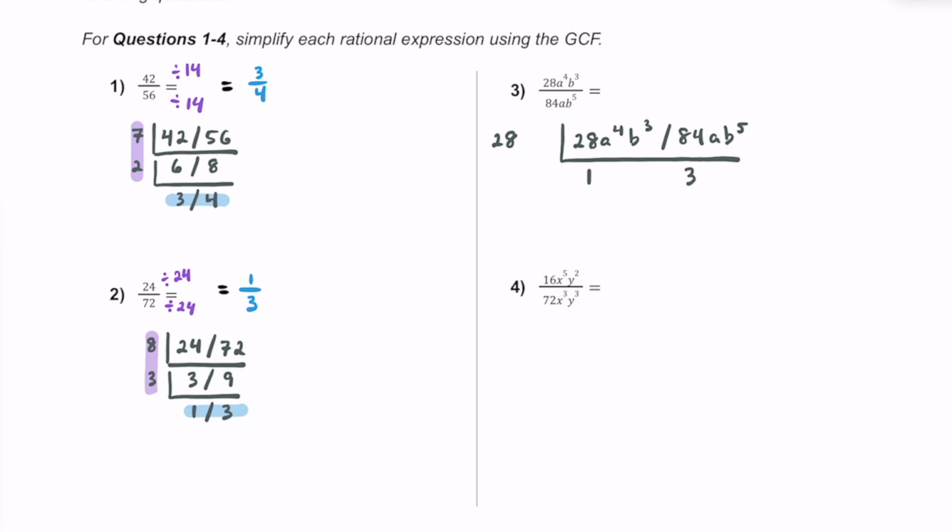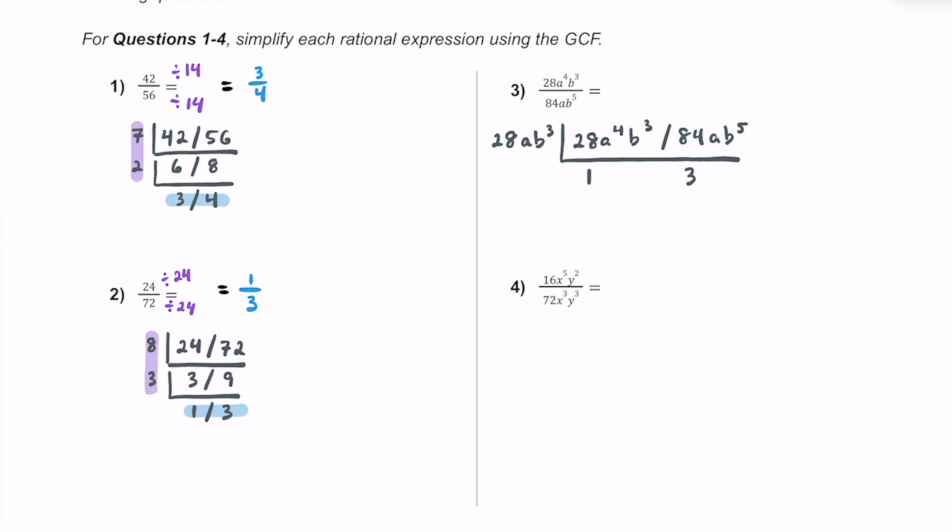And then if we take a look at the a's, what they have in common, this one has 4 a's, this one has 1 a multiplied together. You can say they both have an a. And if you look at the b's, the numerator here, I guess, has 3 b's multiplied together, and this has 5. So you can say they both have 3 in common, right? So I think that would be the GCF.